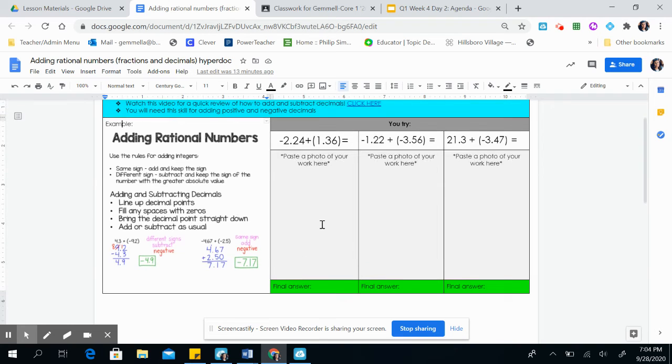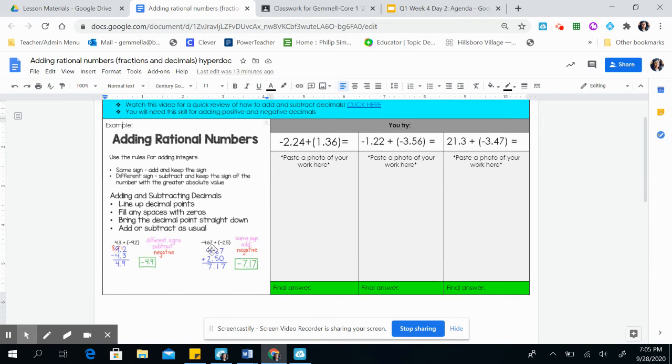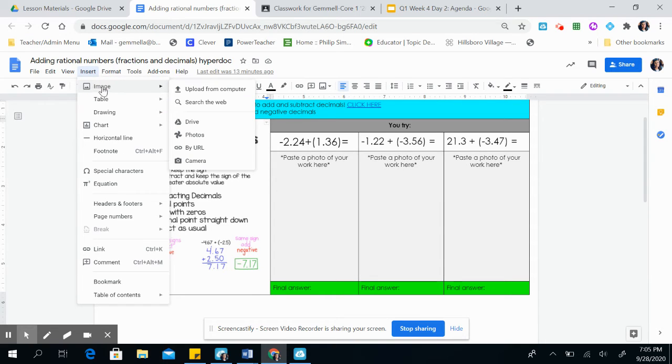Okay, so your job now is using the information you have here, what we learned yesterday, and your refresher on how to add and subtract decimals. You have 3 different types of problems. I would like you to get out a separate sheet of notebook paper and a pencil. You are going to solve each problem. After you solve each problem on notebook paper, take a photo of it and then save it to your Chromebook, and you'll be able to insert image, upload from your computer.